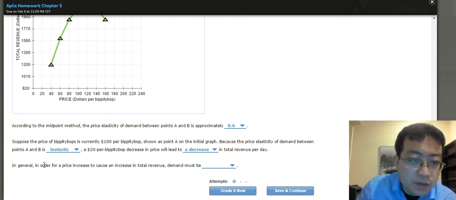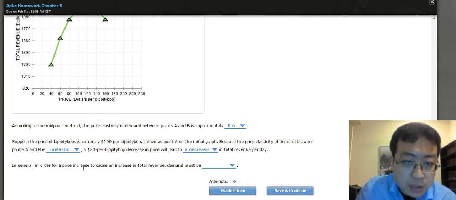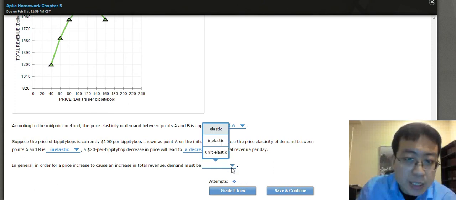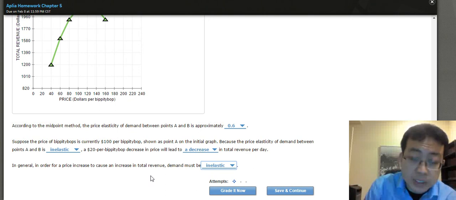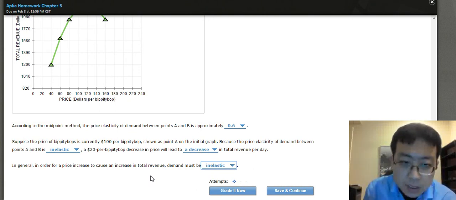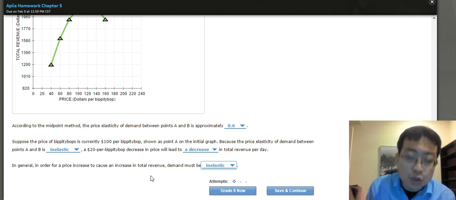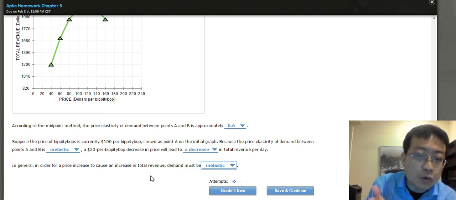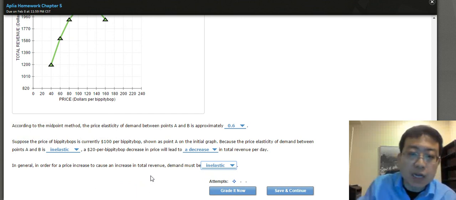So in general, for a price increase to cause an increase in total revenue, demand must be inelastic. Consumers with inelastic demand are not responsive. They don't care what the price is. So if you change the price, they still buy the same number of units as before. In that case your total revenue will increase because your price is higher now.